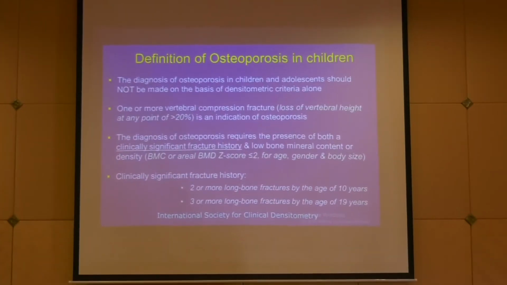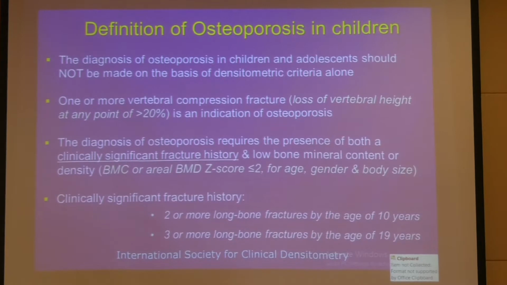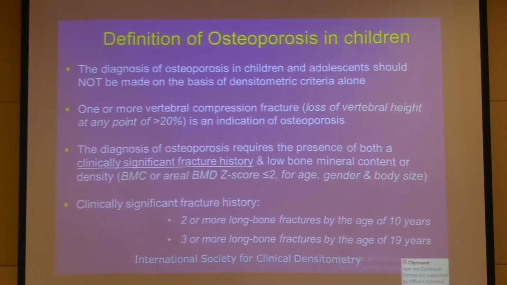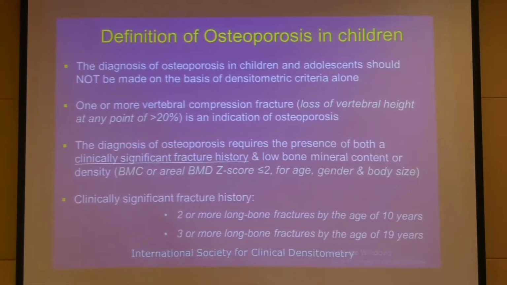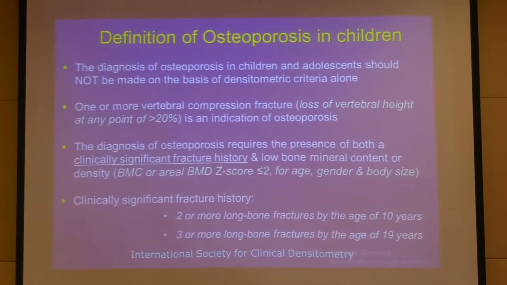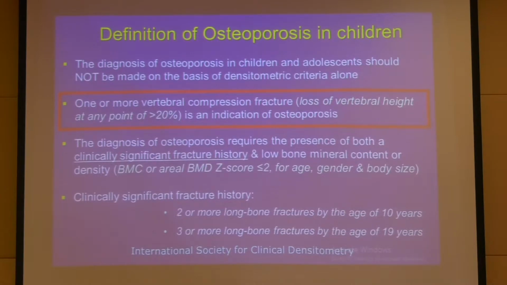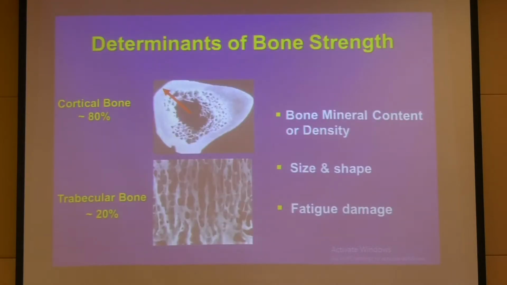And the significant fracture history in a child is 2 or more long bone fractures by the age of 10 years or 3 or more long bone fractures by the age of 19 years. So totally different definition from that used in adults. And a lot of emphasis is based on vertebral fractures, and as I'll show, we actually now formally look for vertebral fractures in our children who are at increased risk of fractures.